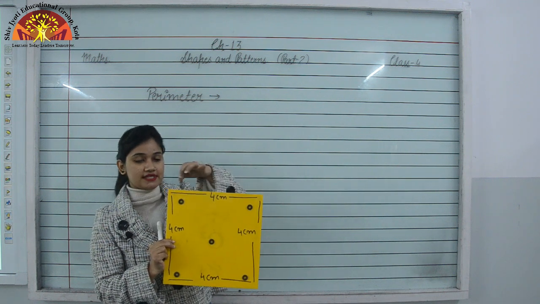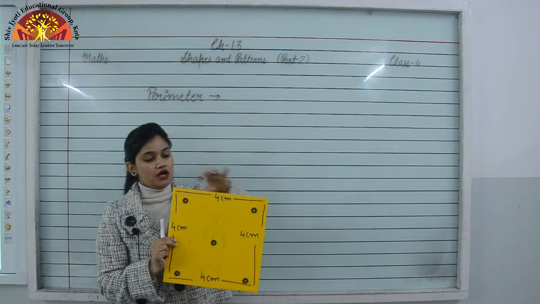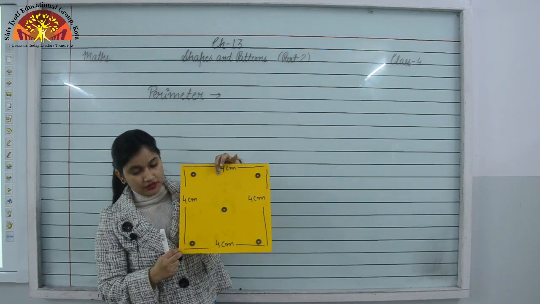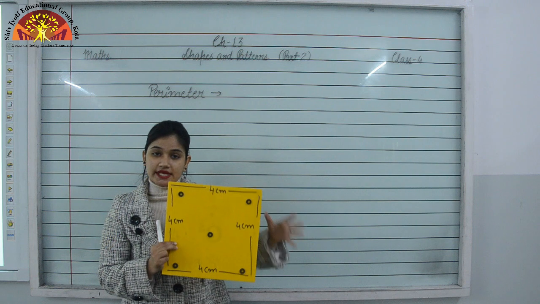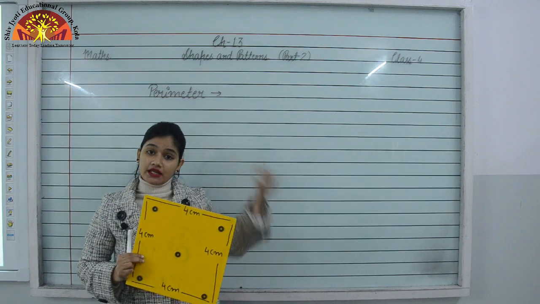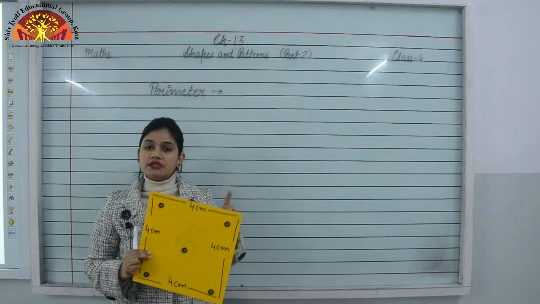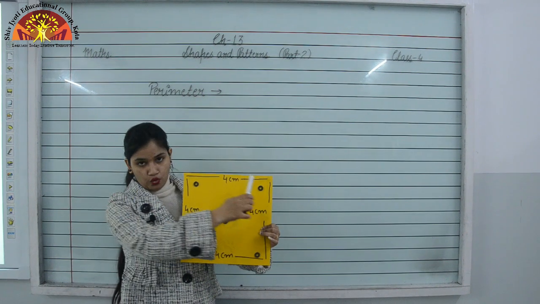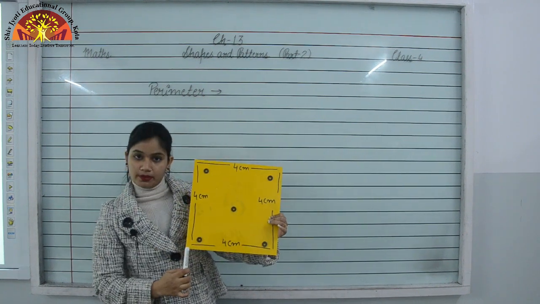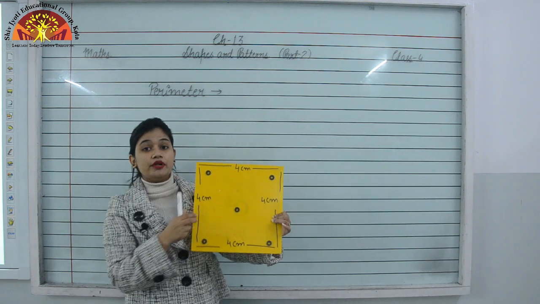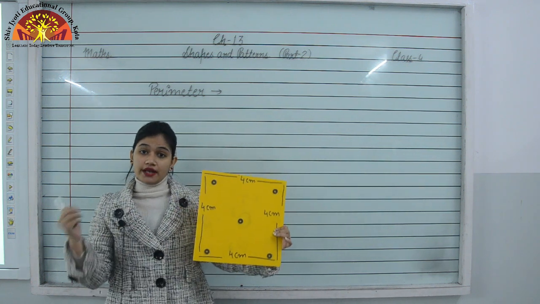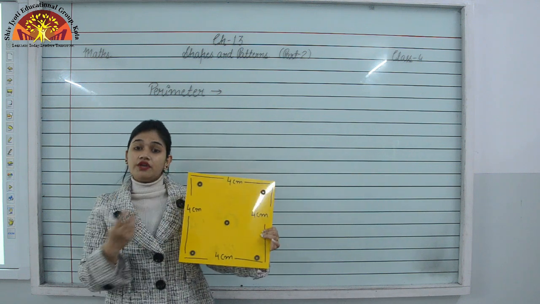Suppose the length of this side is 4 centimeter and the next side is also 4 centimeter. So we can see all 4 sides are 4 centimeter here. So what is the perimeter of this shape? The perimeter will be 4 plus 4 will be 8, then plus 4 will be 12, then plus 4 will be 16. It means to find the perimeter of this shape, what we are doing?